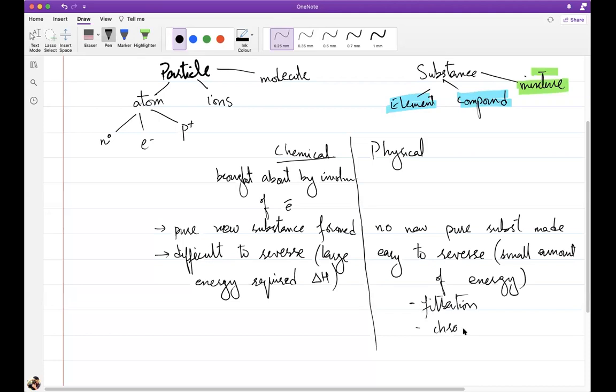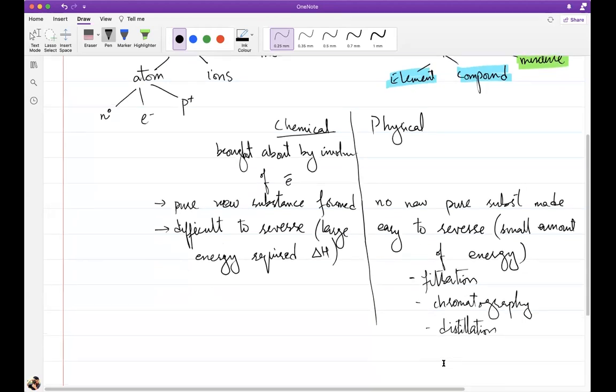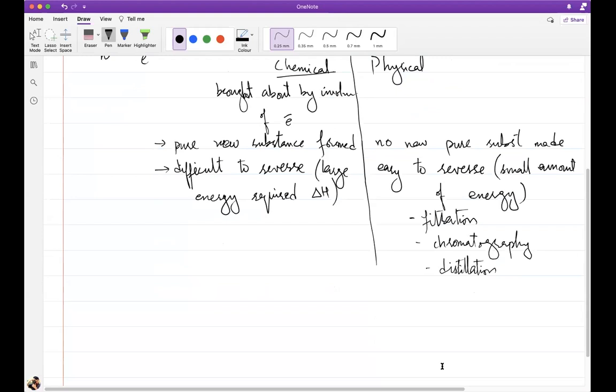Chromatography is a technique, and we will talk about these in detail. So chromatography, filtration, distillation. There are two kinds of distillation in your syllabus. These are both easily reversible. There isn't much electricity required to do that. There isn't much energy that you need to reverse these. But when it comes to chemical combination, the bill is quite high.